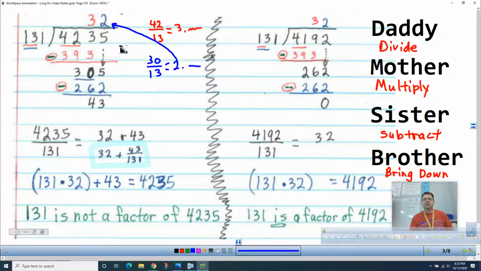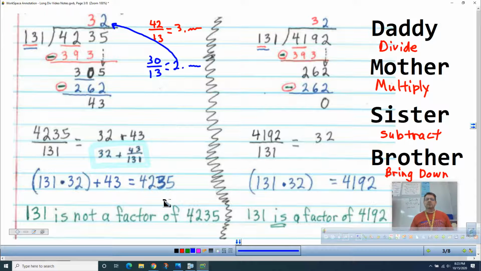Then the next step says to multiply. So 2 times 131 is 262. The next step is sister, which is subtract. So we subtract and we get 43. Then we notice, hey, 131 can't go into 43. We are done. There's nothing left to bring down. Then it's just how you're going to express the answer, and that really depends on how the instructions tell you to do so. Do they want it expressed in this fashion, or do they want it expressed in this fashion?